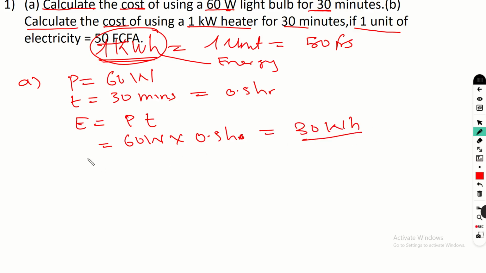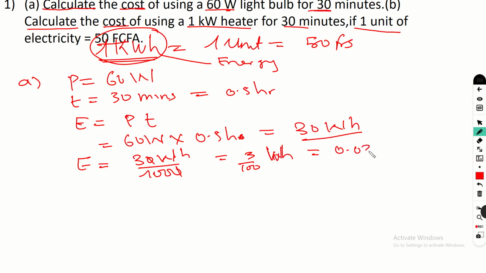And what did I say? For you to put it in kilowatt hour, you have to divide by 1000. So 30 watt hour divided by 1000 gives 0.03 kilowatt hour. Great.